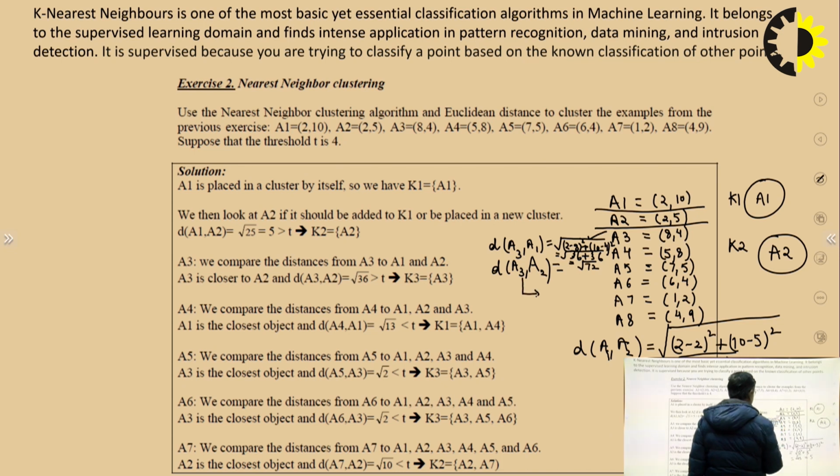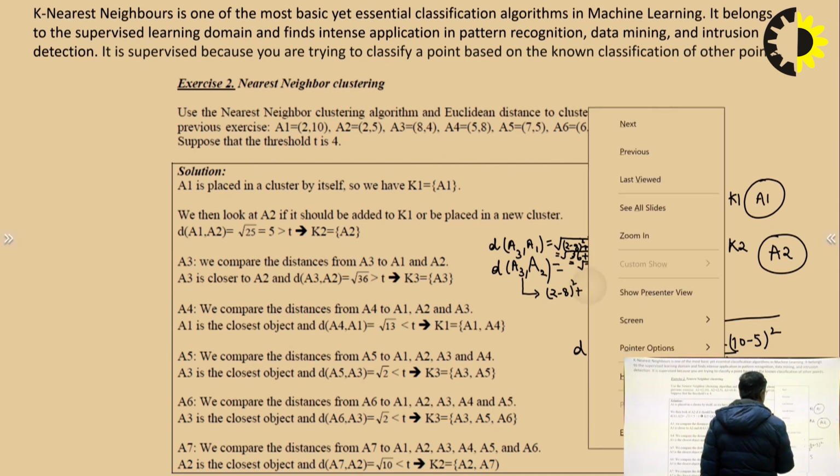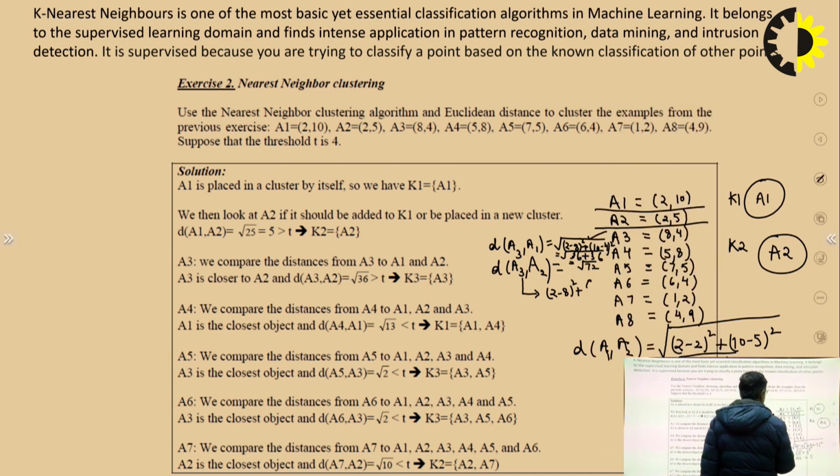Whereas this value comes out to be (2 minus 8) whole square plus (5 minus 4) whole square. This is equal to 6 square plus 1 square, which is equal to the square root of 37.